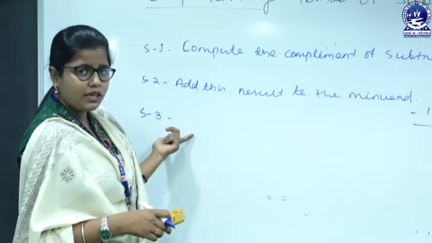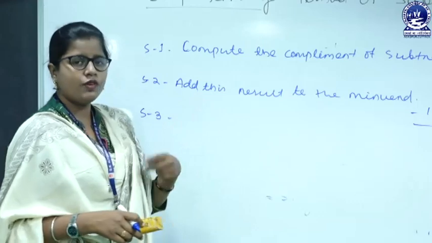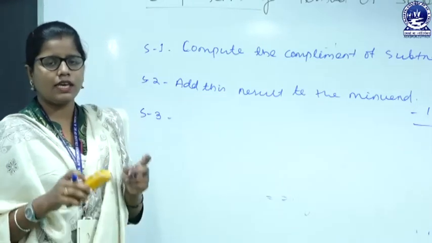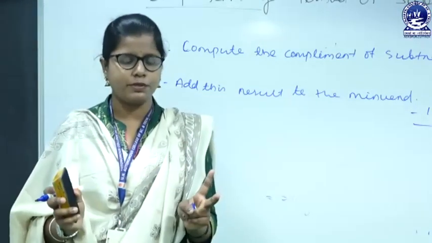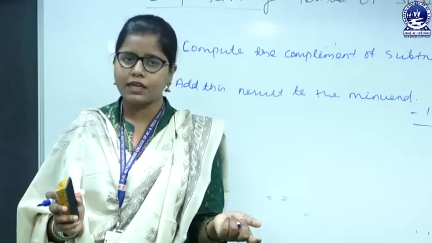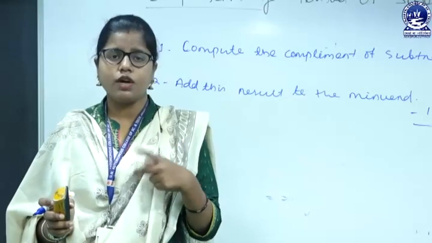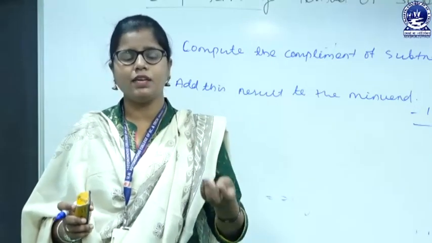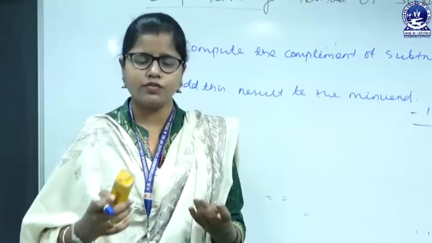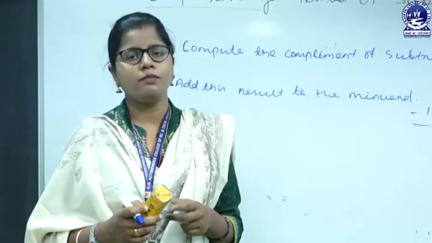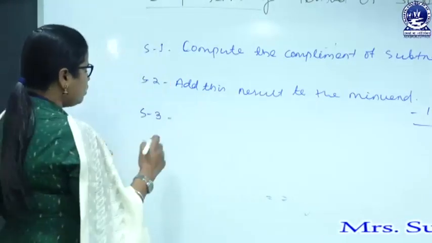So the step 3 is, in the step 2 we are going for addition. So in case of addition we have two options. Either we will have a carry or we will not have a carry. So there are two options. So what will happen if we have some carry and what will happen if we have no carry?